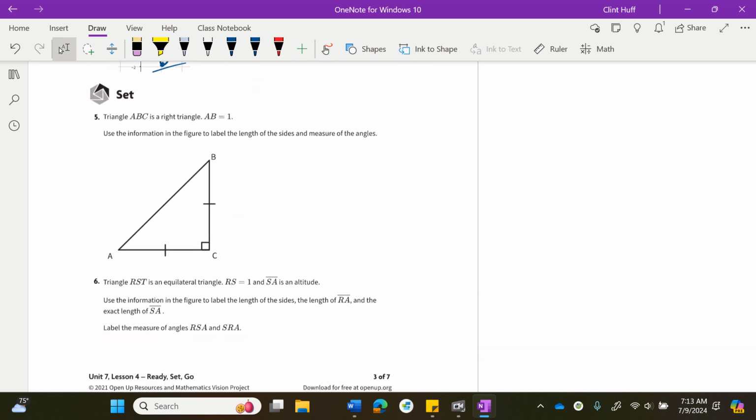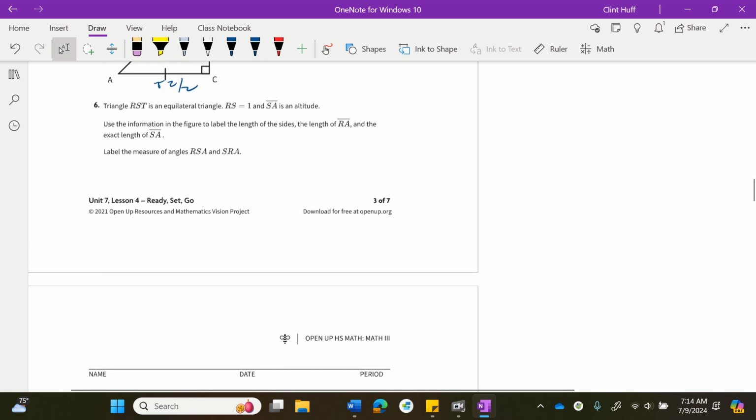All right, triangle ABC, AB is 1. Use the information to label the sides. 45, 45, 90. The ratio between the leg and the hypotenuse is root 2 to 1 or 1 to root 2. So in this case, the way I think about this is we're going from a long segment to a short. So this will be 1 divided by root 2, which is root 2 over 2. And this guy will be the same because it's isosceles.